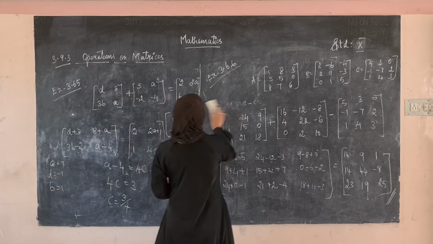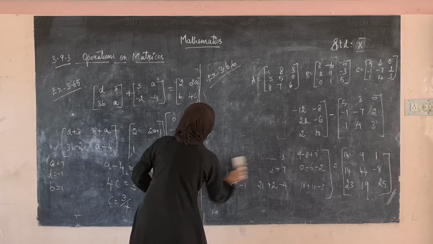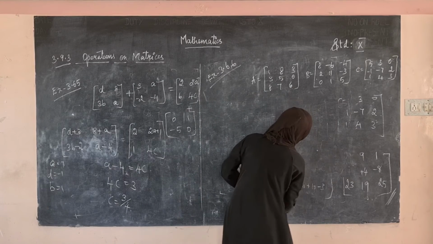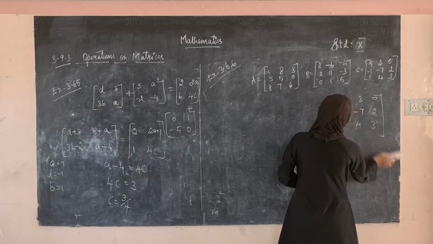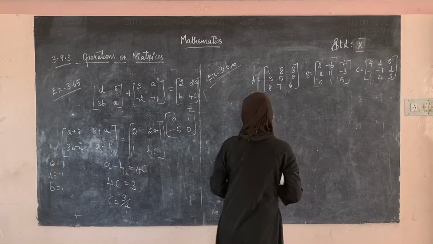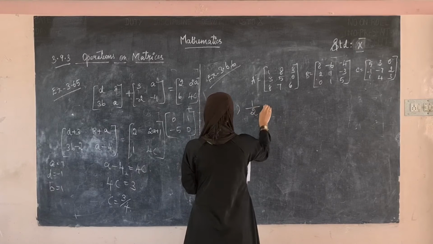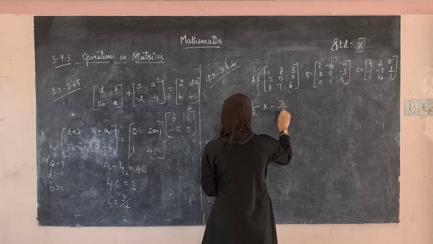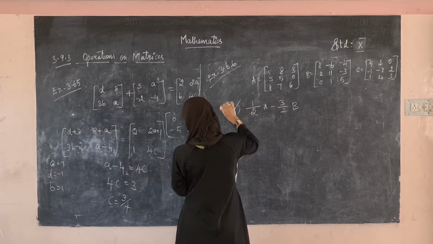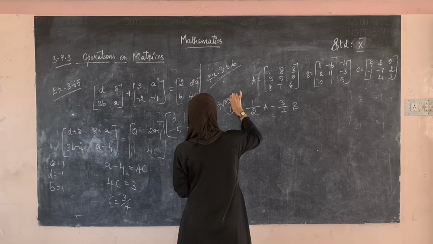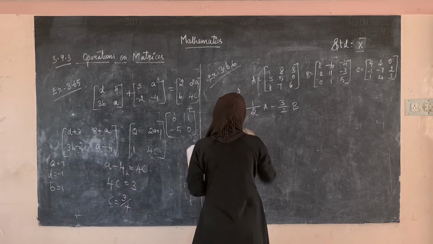Now, the second subdivision is 1 divided by 2 into A minus 3 divided by 2 into B. This is the assignment for you. This is the assignment for how you have to do.